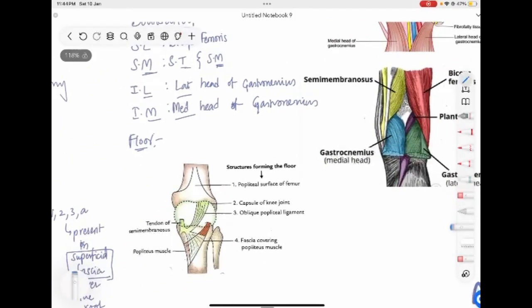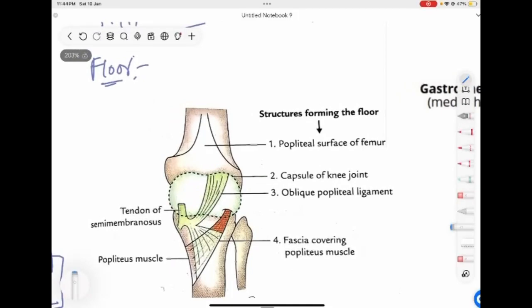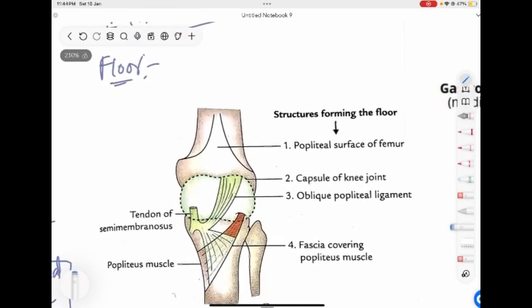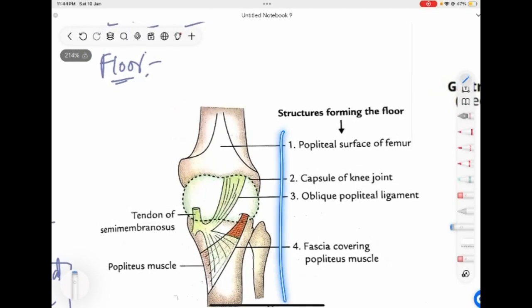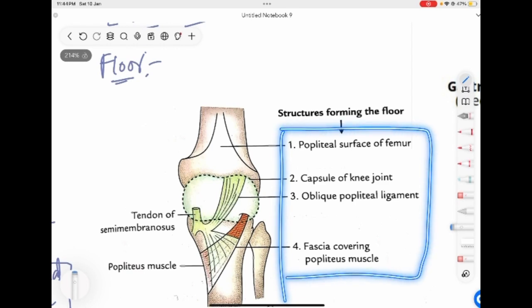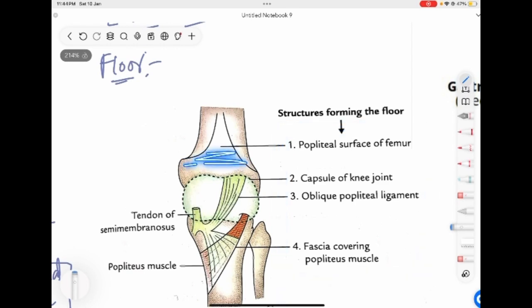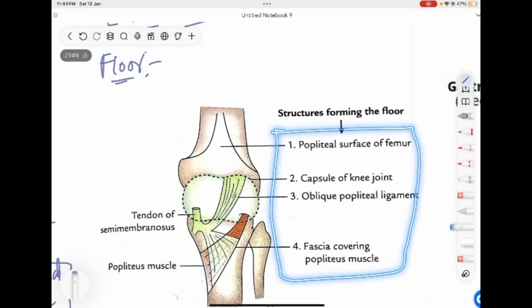Now let us talk about the floor. The floor is formed by the following four structures: the popliteal surface of the femur, the capsule of the knee joint, the oblique popliteal ligament, and the fascia covering the popliteus muscle. So all these four form the floor of the popliteal fossa.